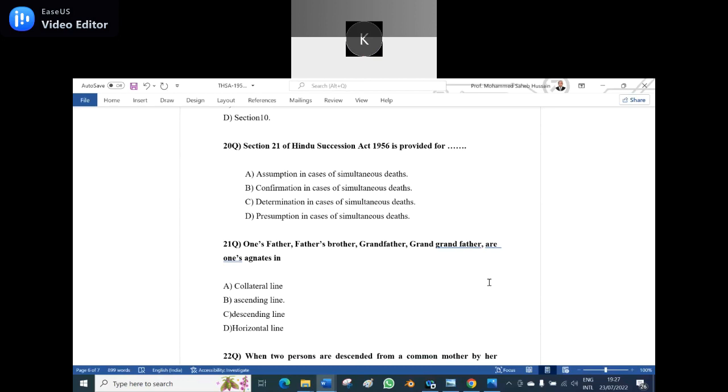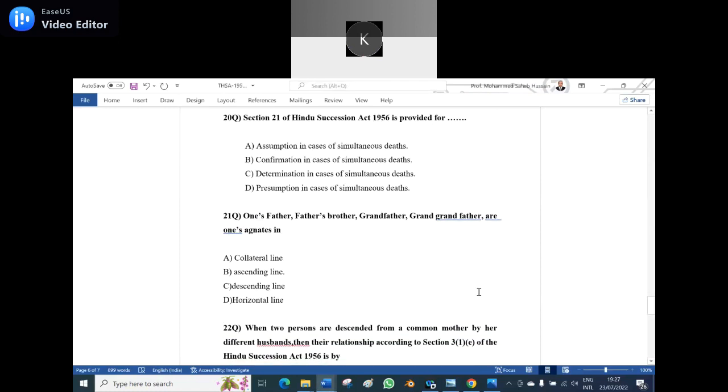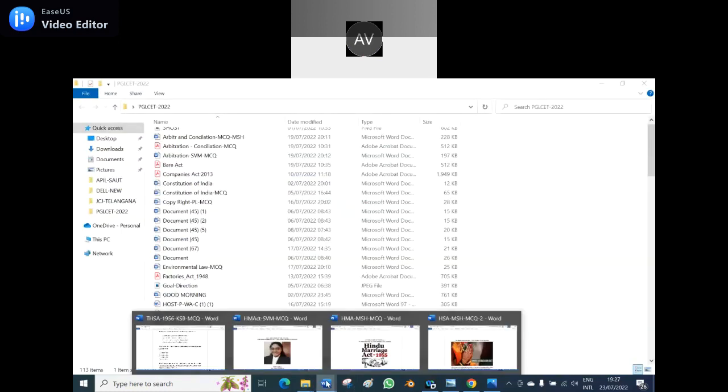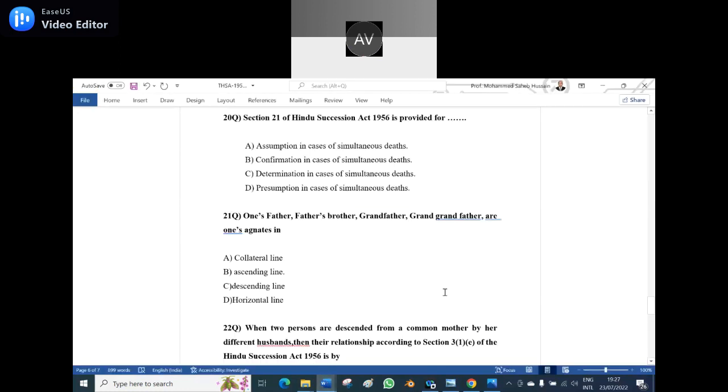Grandfather and grandfather are agnates in A, collateral line, B, ascending line, C, descending line, D, horizontal line. Option A is the correct answer, ascending line.